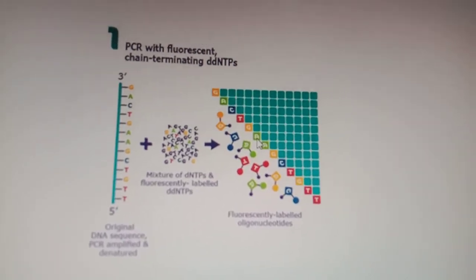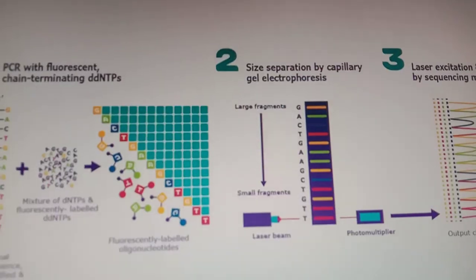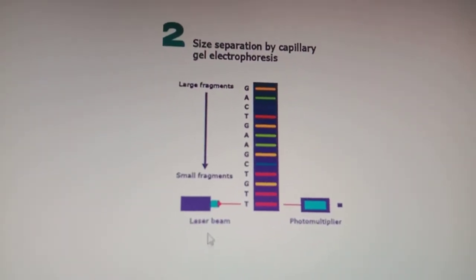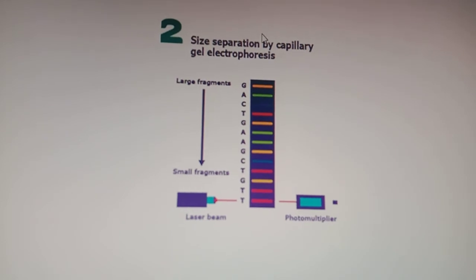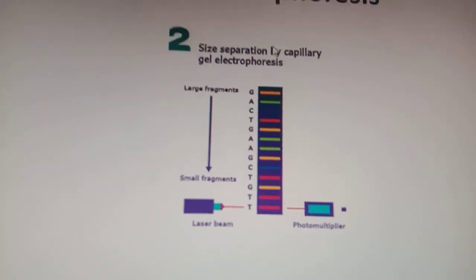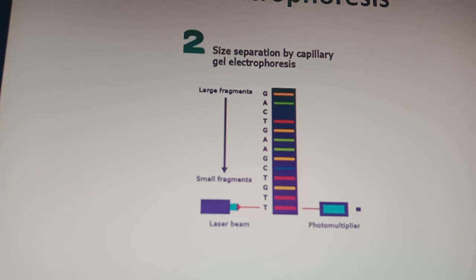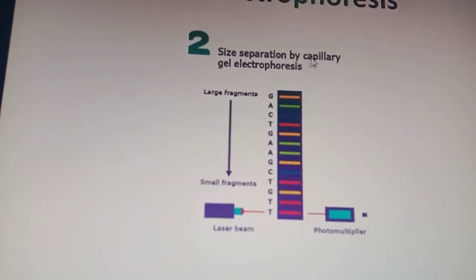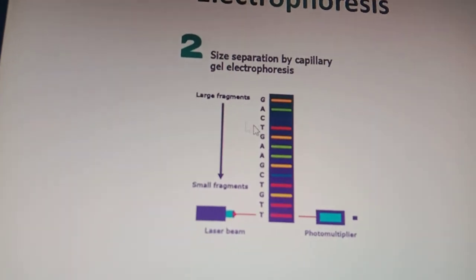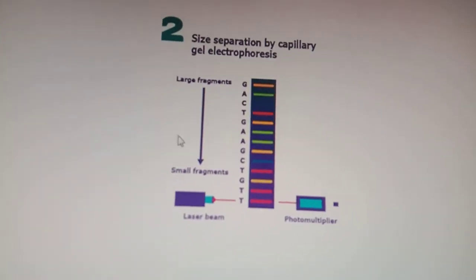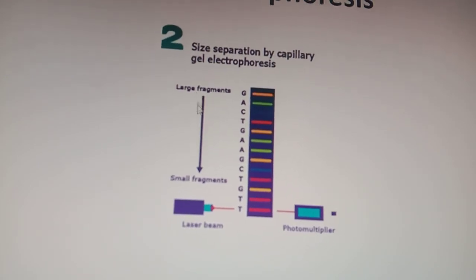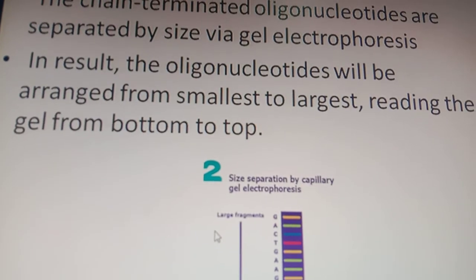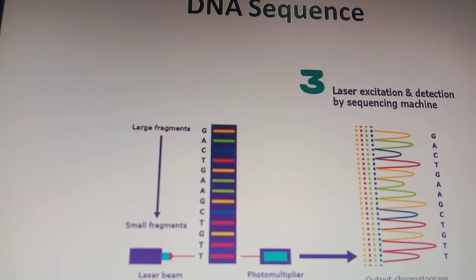In the first step we follow PCR. In the second step, as in the regular PCR technique, we go for electrophoresis to separate the DNA fragments. Here we use a special technique known as capillary gel electrophoresis, which again involves polyacrylamide gel electrophoresis. Here DNA fragments are separated based on size.